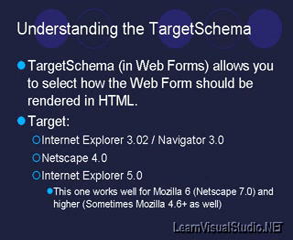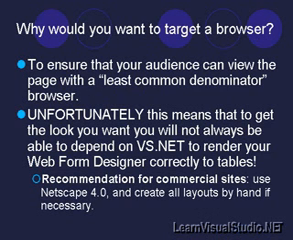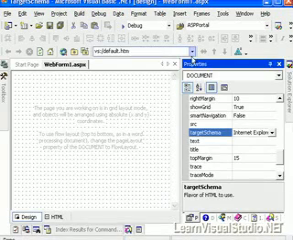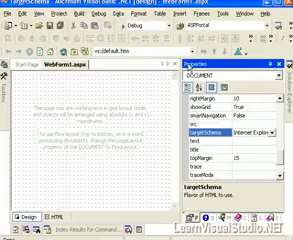In this video we're going to discuss the target schema for web forms. In the context of web forms, a target schema allows you to select how the web form should be rendered in HTML by the .NET Framework. So what you can do is specify within your web forms that when it comes time to render this page into HTML, you can make it so that any browser can view it, in which case you will be using a lot of tables and tables within tables. It can look pretty nasty.